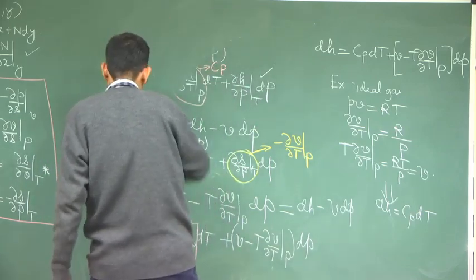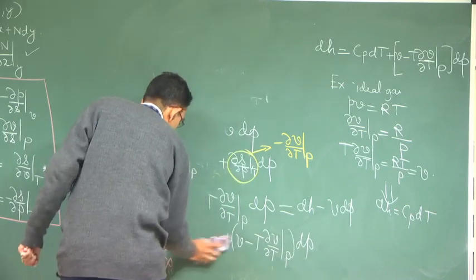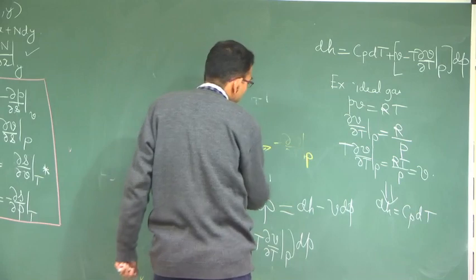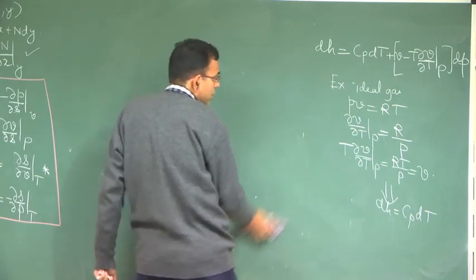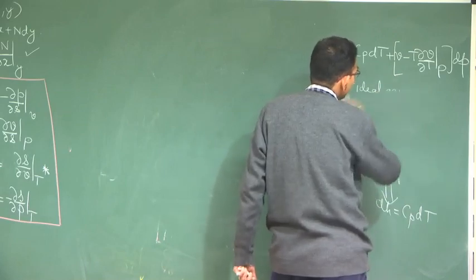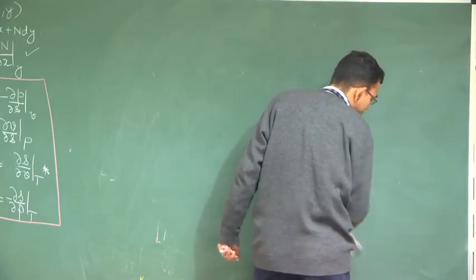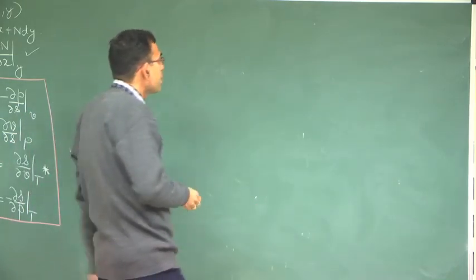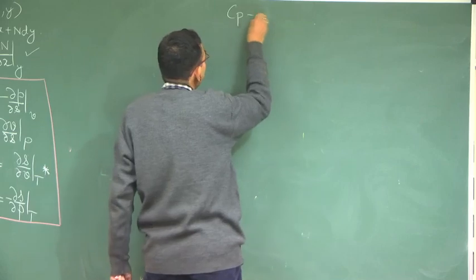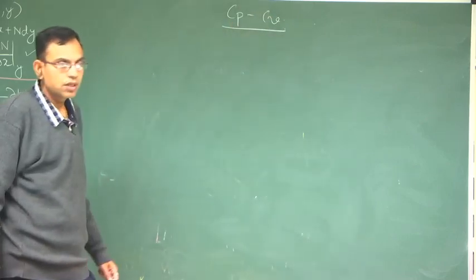So we have considered internal energy and enthalpy. Now we will consider the expressions for Cp and Cv. In particular, it is the expression for Cp minus Cv that is important, because Cp and Cv we have the expressions as they are. So our objective now is to find out Cp minus Cv.